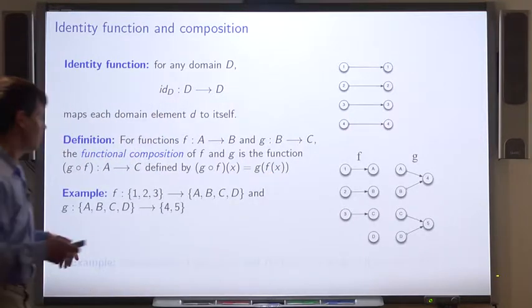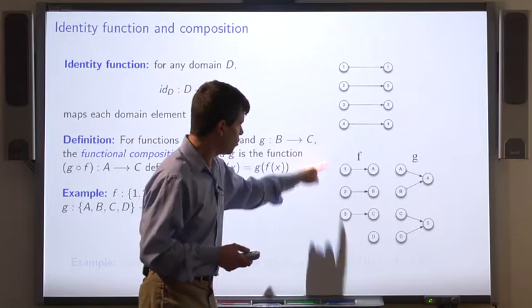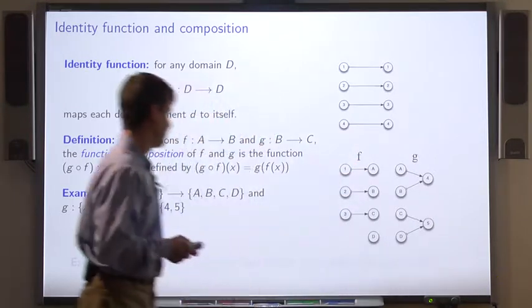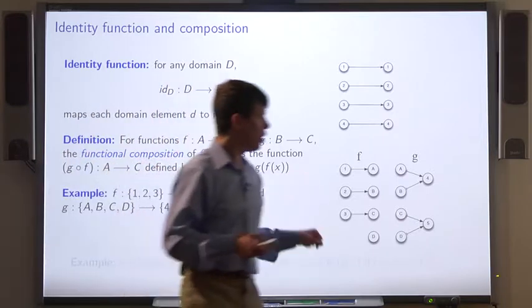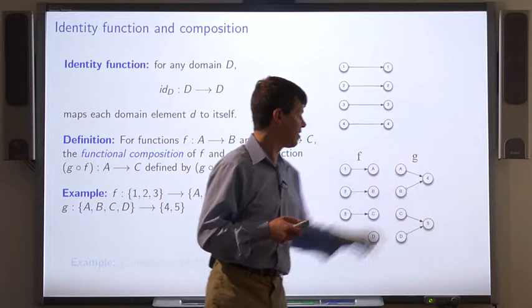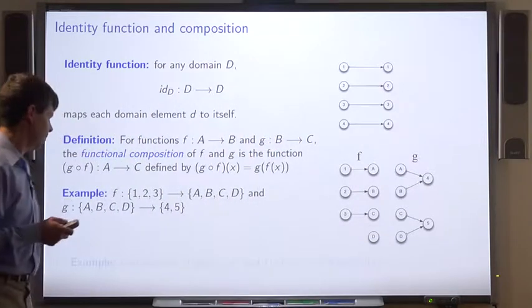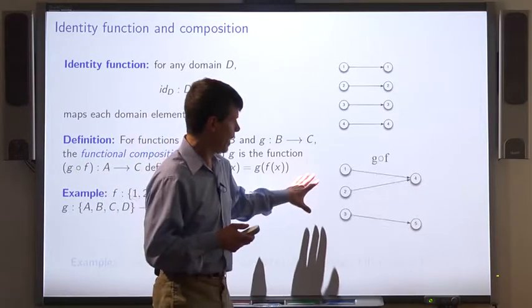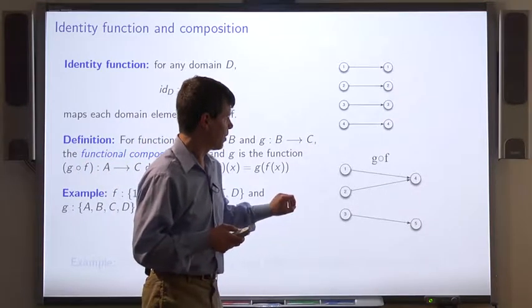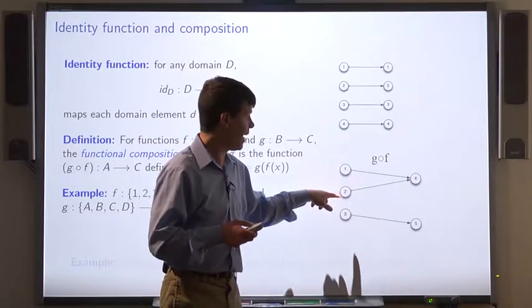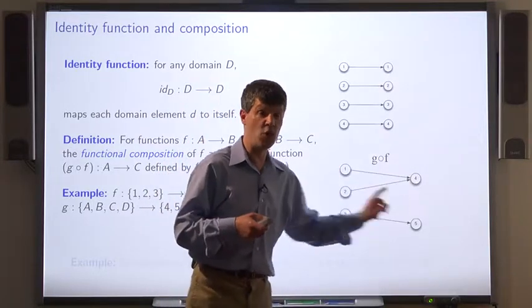So, for example, here's a function f whose domain is 1, 2, 3, and the codomain is a, b, c, and d. Here's a function g whose domain is a, b, c, and d, and whose codomain consists of 4 and 5. When we compose them, we get this function. This is g composed with f. It takes elements from the domain of f and maps them to elements of the codomain of g.